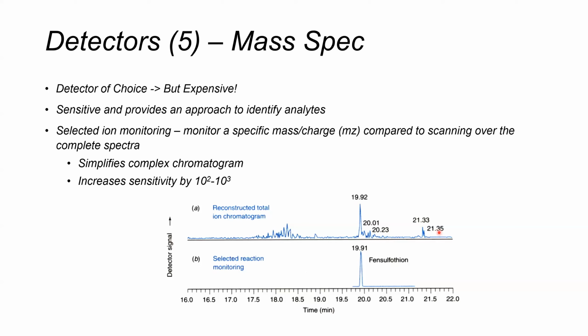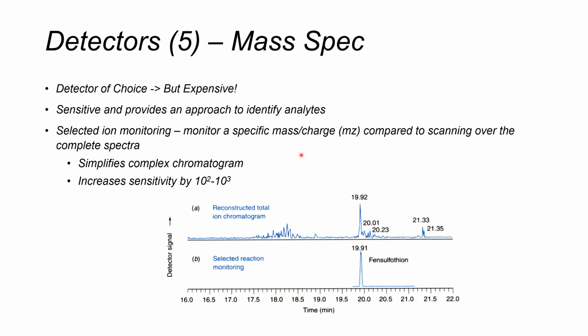So basically, most of the time it gives sufficient information to actually be able to identify the analytes, because if they've been resolved properly, then you can get the mass spectrum at a particular point in time, which represents just one analyte.